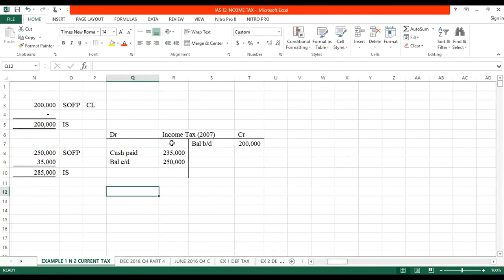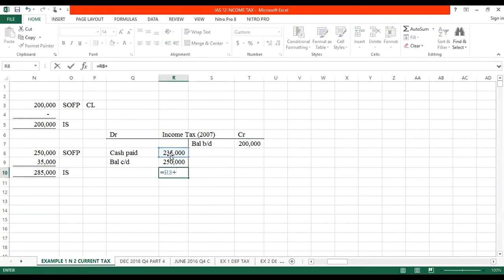Now, what I was saying was this. You compare the debit side to the credit side. Which side is more? The debit side is more. So you get the total, 235 plus 250. What does that give you? 485. The amount that is more is what you post on both sides. So that is our T account. This is 485, this is 485.